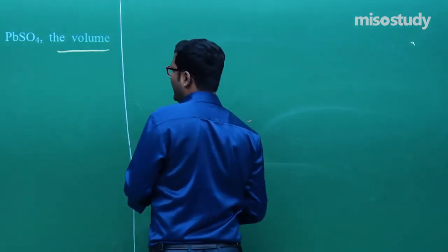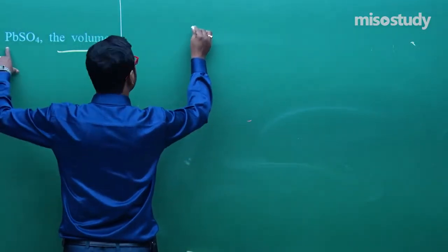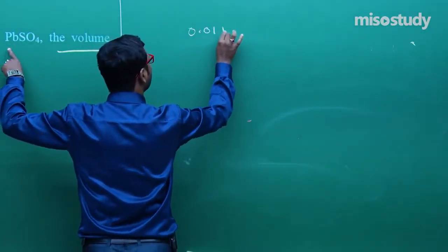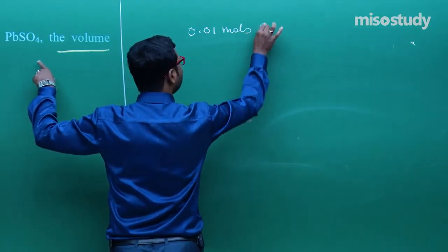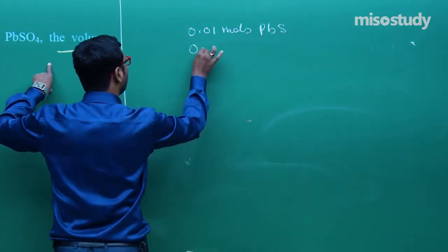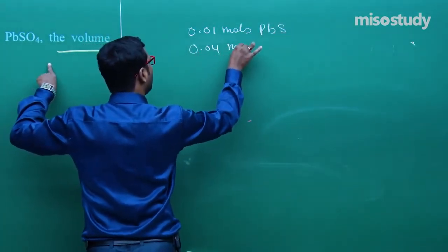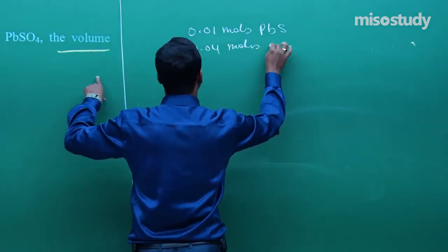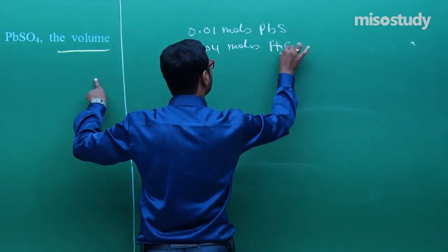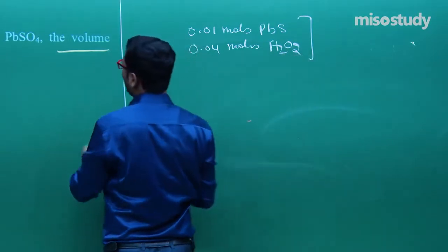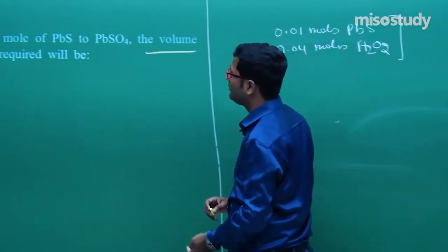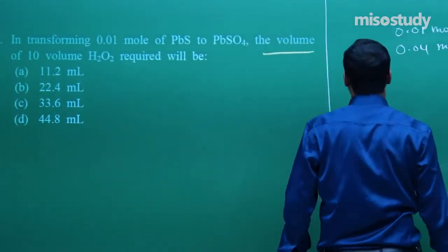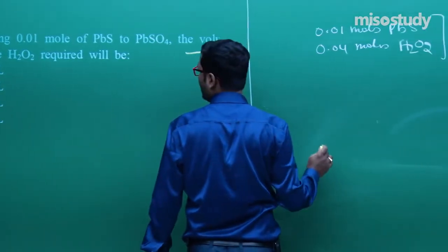We have 0.01 moles of PbS, which requires 0.04 moles of H2O2. This is the question: the volume of 10 volume H2O2 required will be for 0.04 mole.